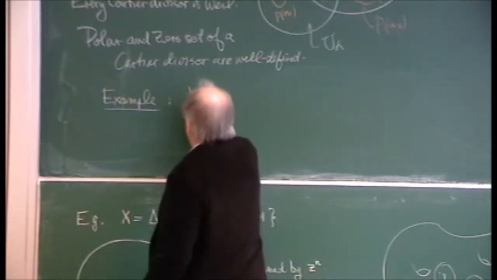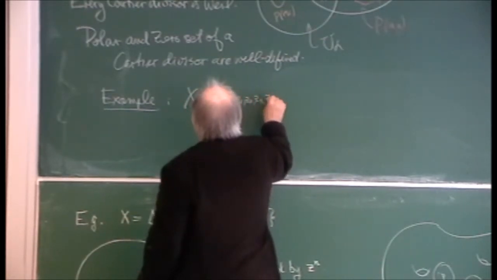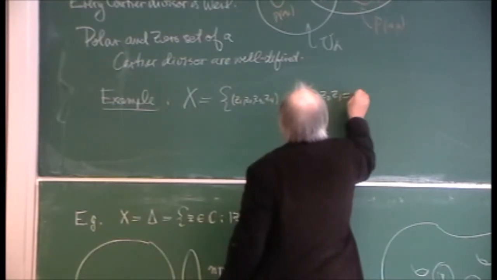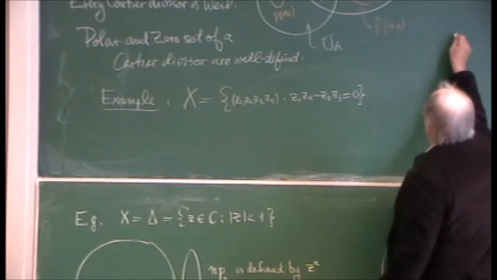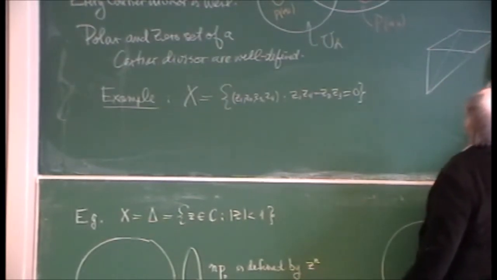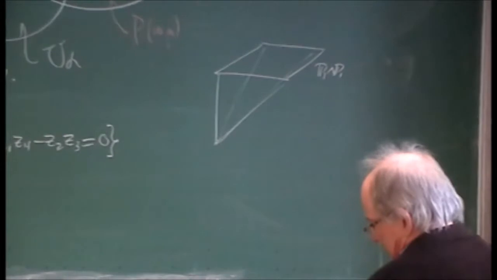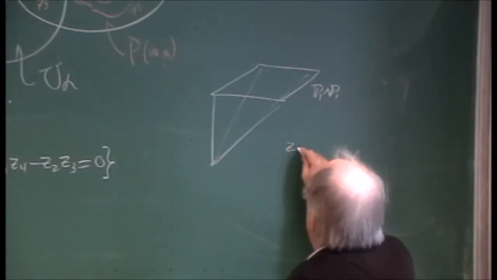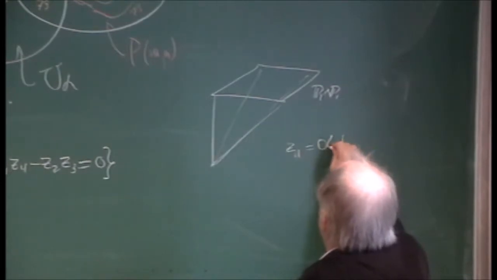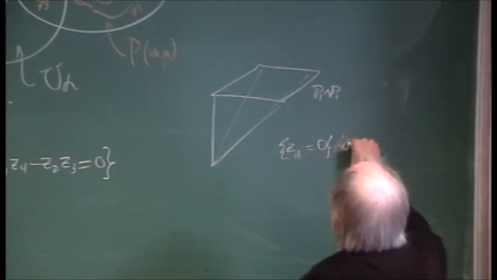The example was this determinant equation. We talked about it. This is the reason I wanted to talk about it. So this is this cone, a cone over the Segre embedded P1 cross P1. And we have Z1 equals 0, this multiplicity, Z1 equals 0 is Cartier.